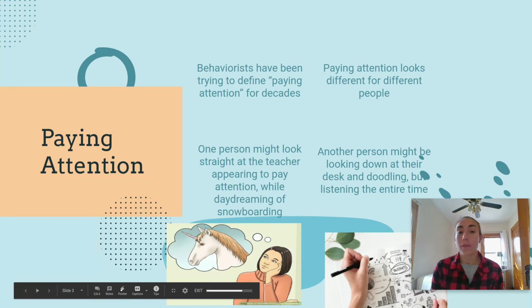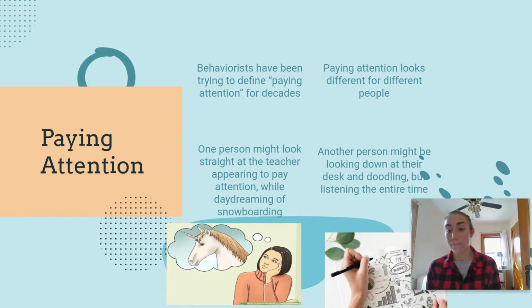All right, so behaviorists, which are people that study behavior, have been trying to define paying attention for decades. The thing is, paying attention looks different for different people, and that's why it's hard to define. So one person might be looking straight at the teacher, appearing to pay attention, right? Because they're looking at the teacher, while actually daydreaming of snowboarding or unicorns or whatever. Okay. Another person might be looking down at their paper and doodling, but the entire time listening to what the teacher says. Okay, so it doesn't look the same for everybody.